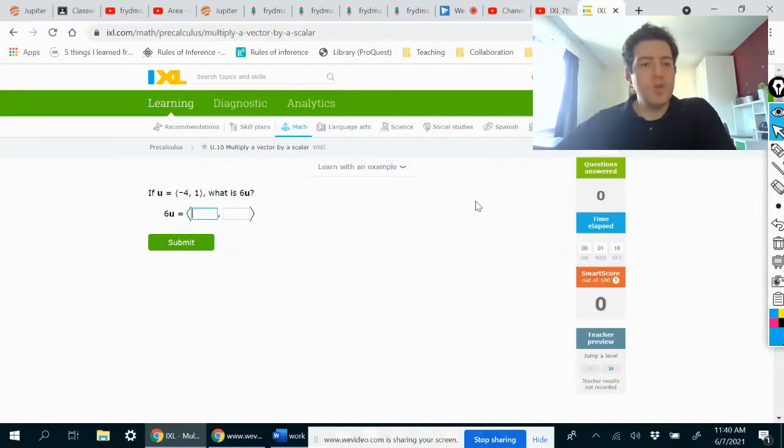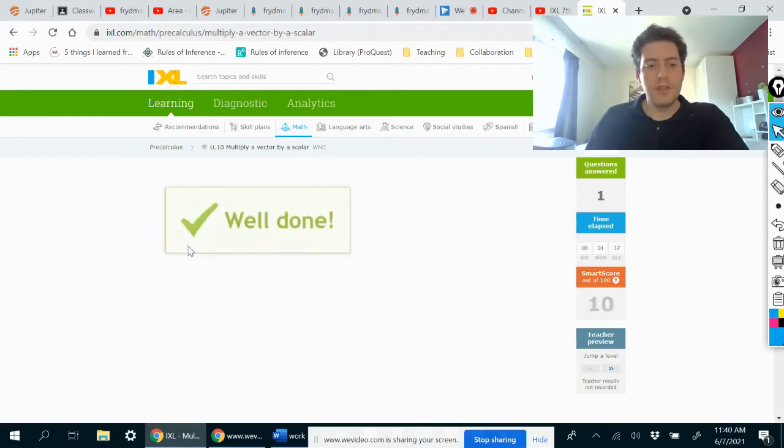Hi everybody, let's do IXL, multiply a vector by a scalar. This one's not too hard. So if u is equal to <-4, 1>, and we wanted to find the vector 6u, then we would just multiply both of these by 6. So -4 times 6 is -24, and 1 times 6 is 6.